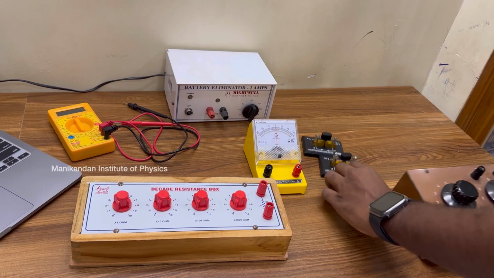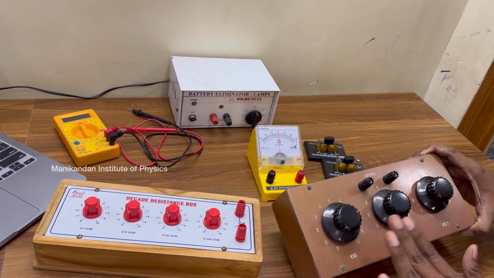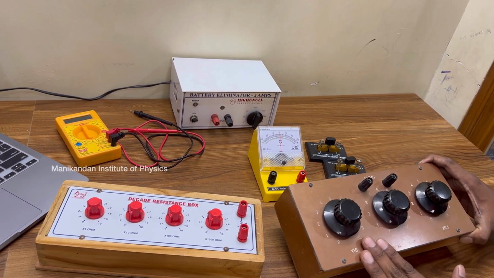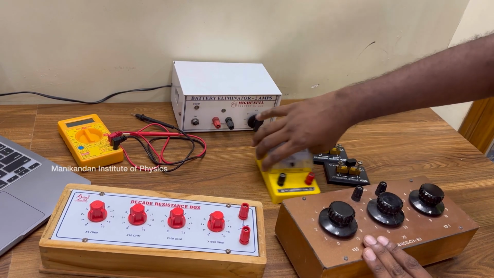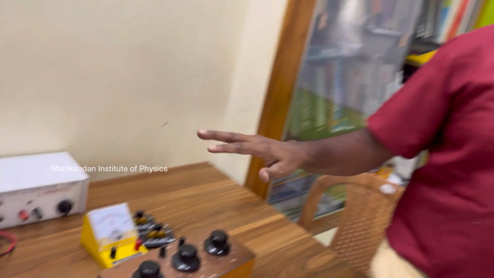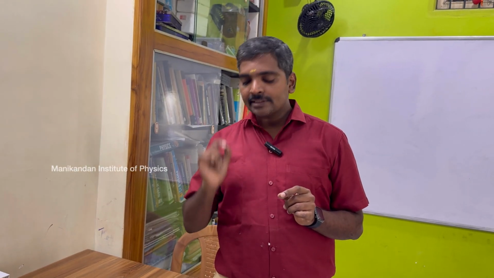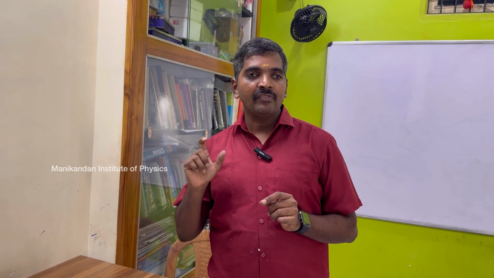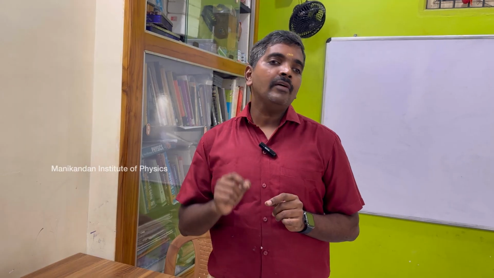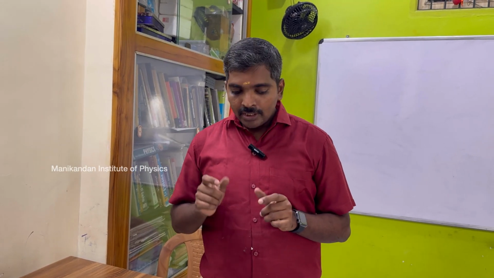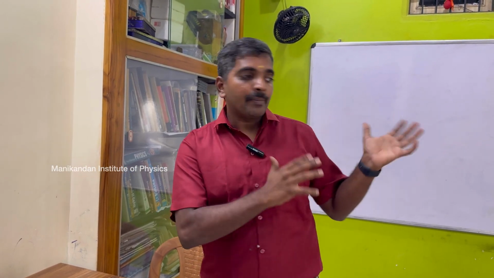Here I am going to use this resistance box as a shunt resistance, which is parallel to the galvanometer. So using this apparatus I am going to explain how to determine the resistance of the given galvanometer by the half deflection method and the figure of merit of the given galvanometer. First I will teach you the theory part.